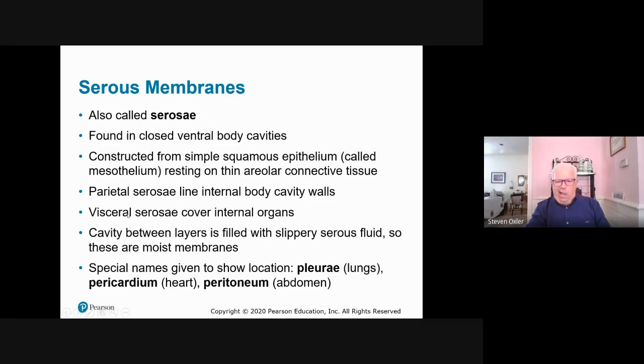They all have specific names. The pleurae are the serosal membranes of the lungs. The pericardium is the serosal membrane of the heart, and the peritoneum is the serosal membrane of the abdomen. 2 layers, parietal and visceral.